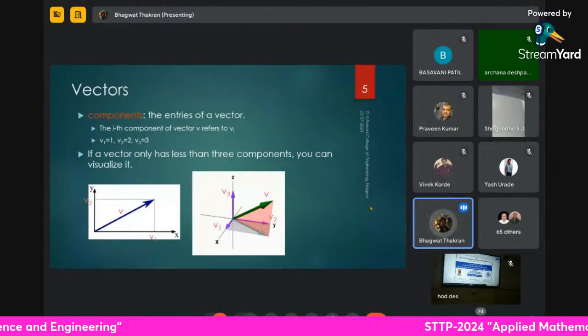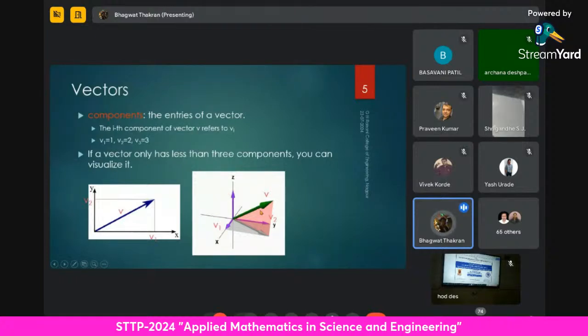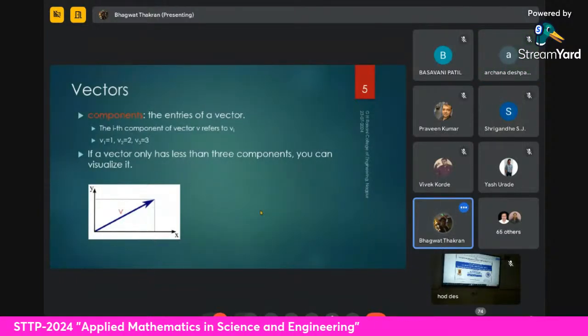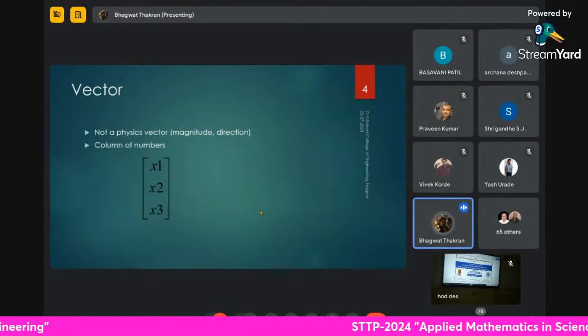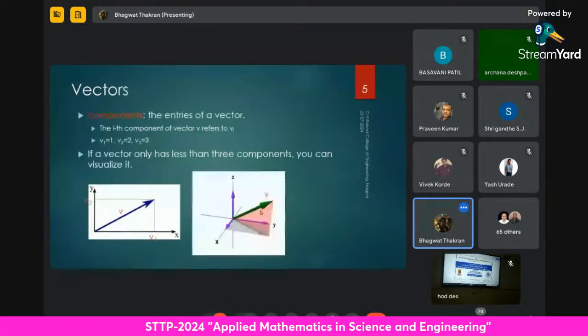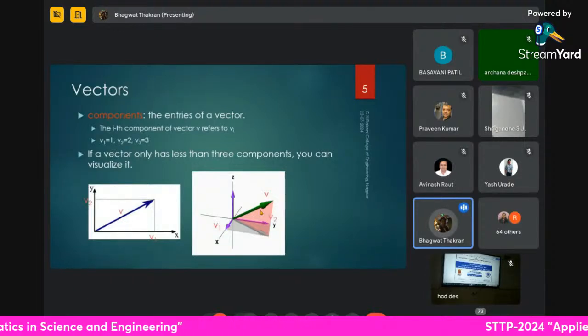So in general, this is my vector v, which can be defined in this way: x1, x2, x3, or we can consider v1, v2, v3, or we can consider any format. Okay. So these are the ways we define a vector in the form of a matrix. So this is the mathematical representation of a vector.